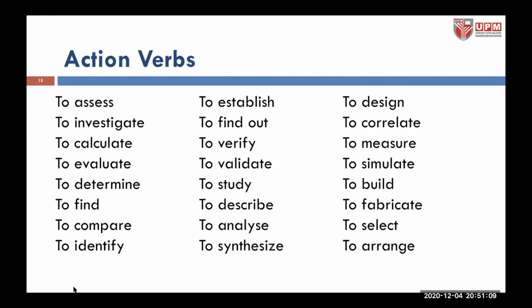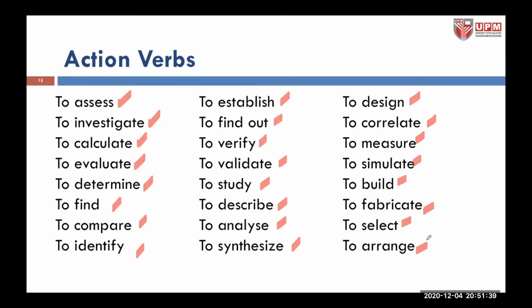Examples of action verbs that are normally used. You can, for example, assess, investigate, calculate, evaluate, determine, find, compare, identify. You want to establish, find out, verify things, validate, study, describe, analyze, synthesize, design, correlate, measure, simulate, build, fabricate, select, arrange, and many more. Right? Many more action verbs that you can use in order for you to state the objective.